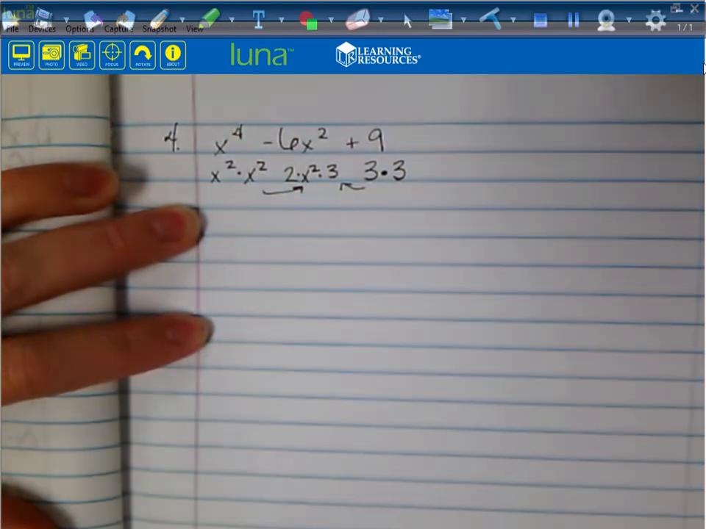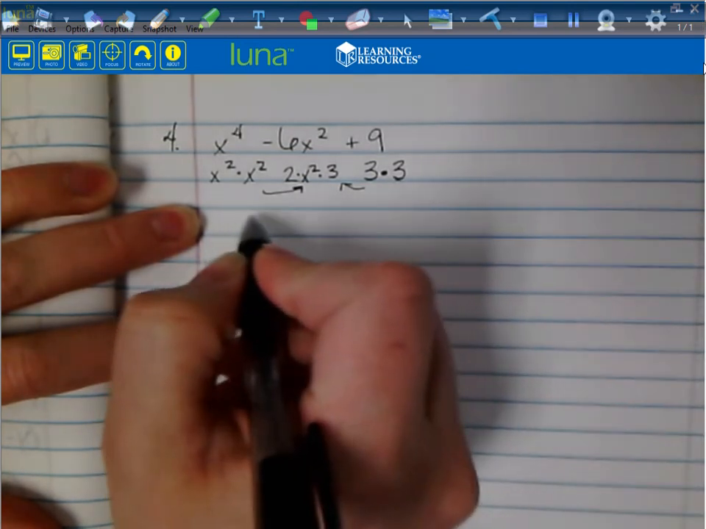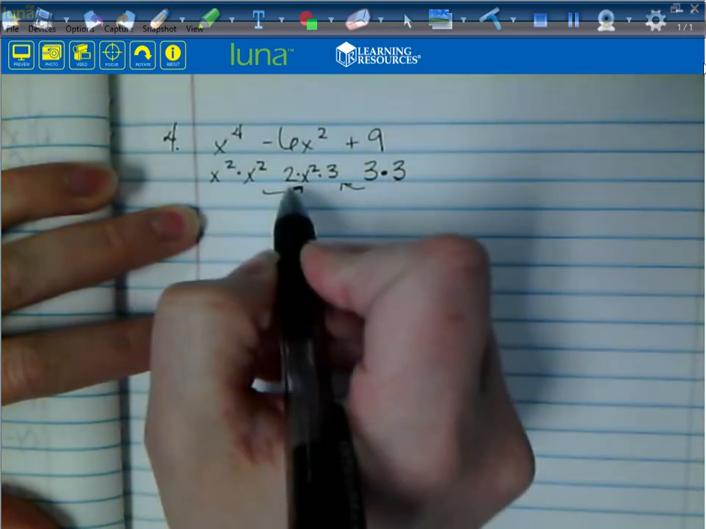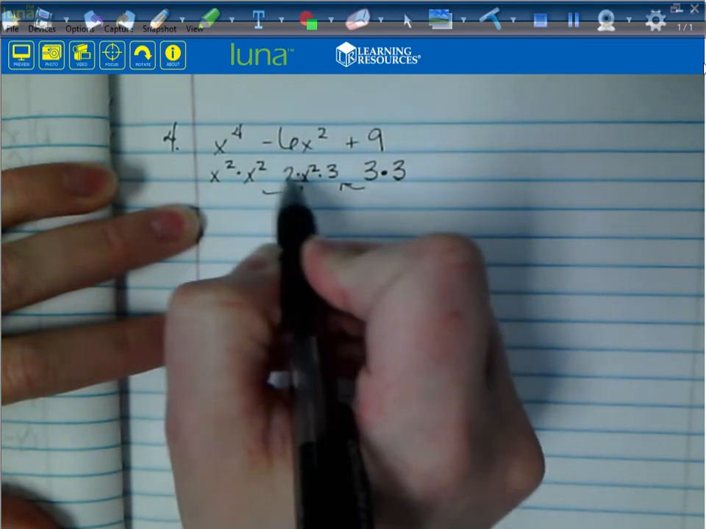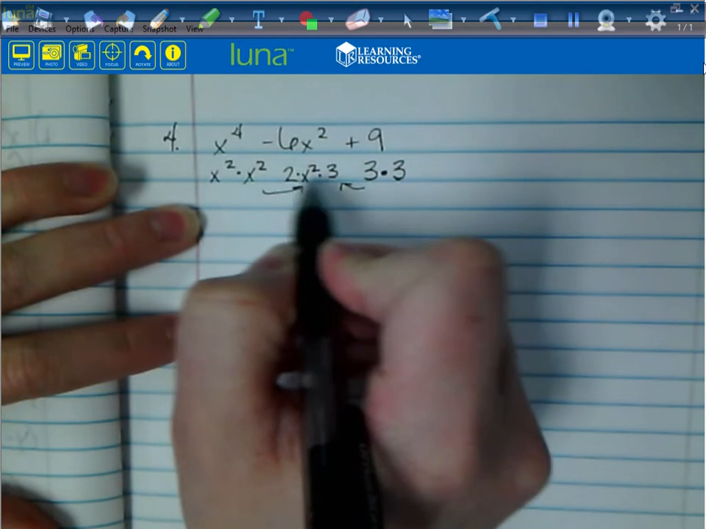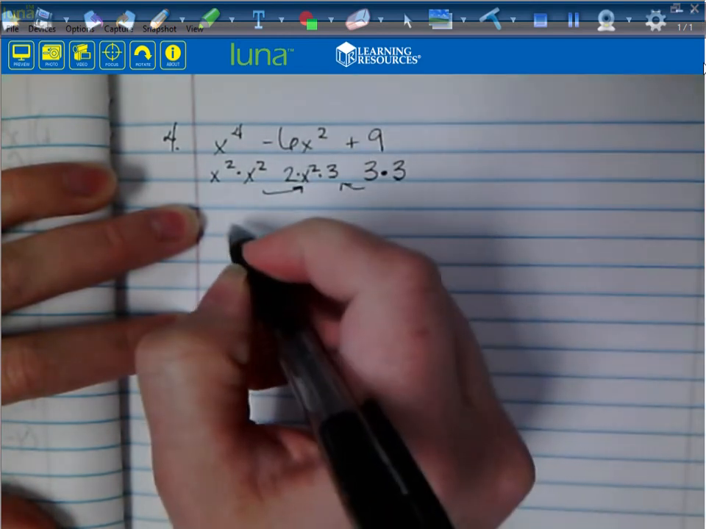And now I'm going to break it down into my parentheses. So I have x squared. Well, I'm sorry, first I need to check this to make sure that this is going to equal 6x squared. So 2 times x squared times 3 is going to be 6x squared. So that does check, so it does work. So now I can bring it down and put it in my parentheses.